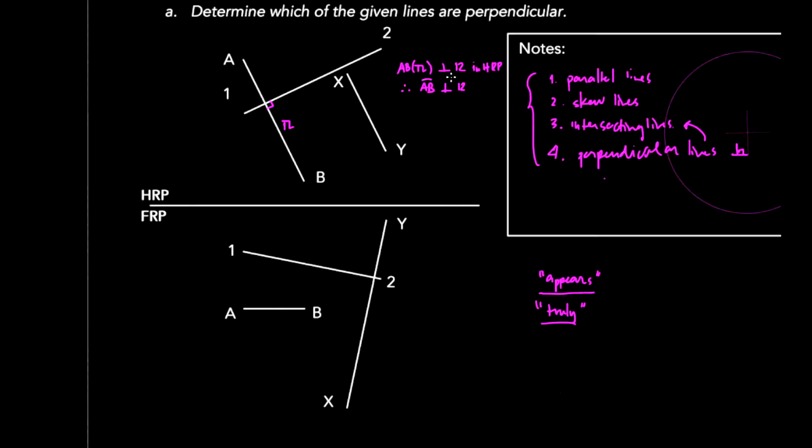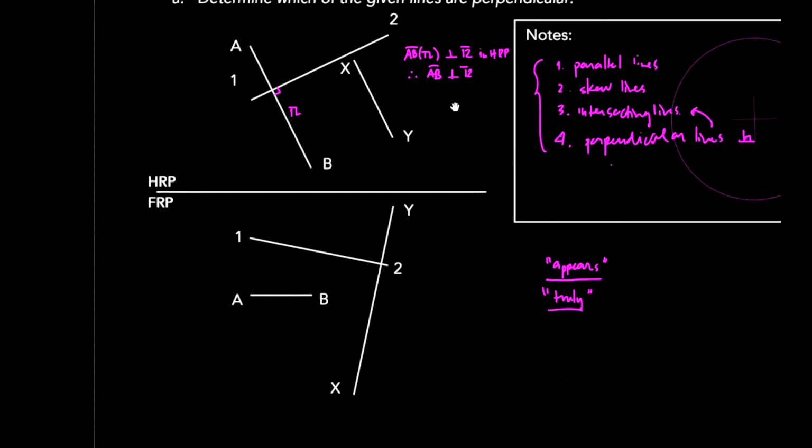Okay? So you can write, minsan sinusulat din tong ganito, to indicate na segment siya. Pero sometimes okay lang na i-omit tong bar on top. Pero ang interpretation dito sa proof na to is that I'm saying AB which is true length in HRP appears to be perpendicular to line 1, 2 in the HRP view. Therefore, AB is truly perpendicular to 1, 2. Okay? So, yun yung pagsulat natin ng proofs, no.